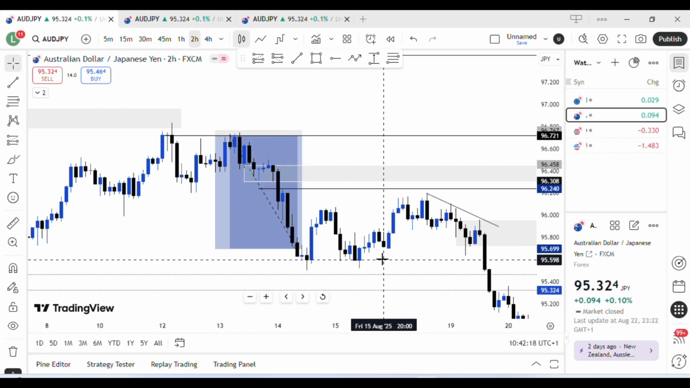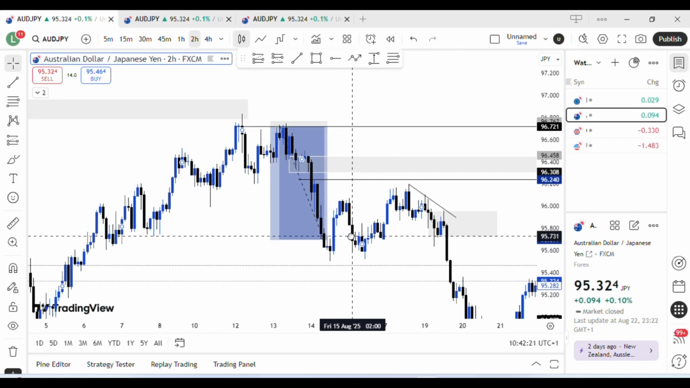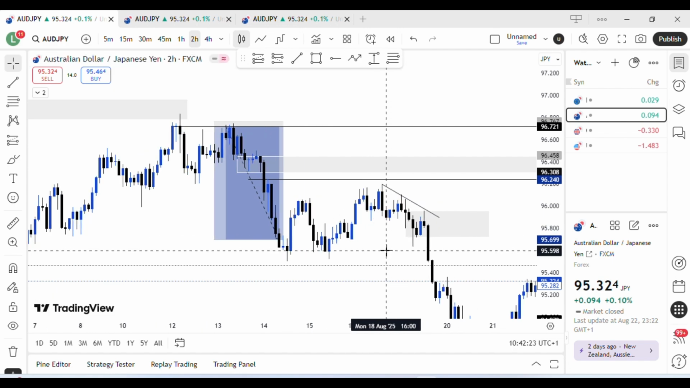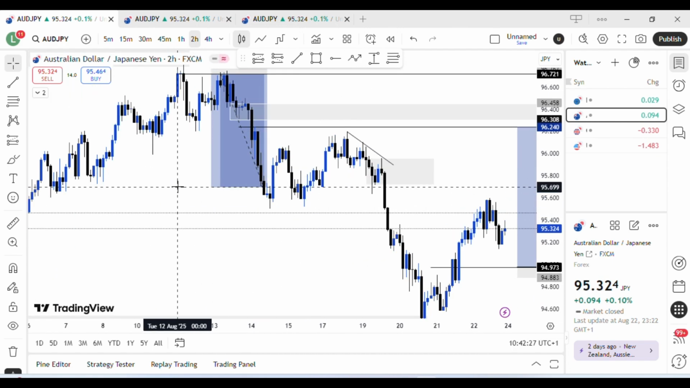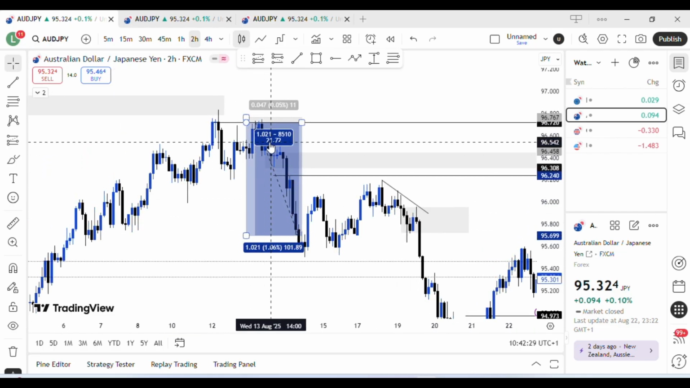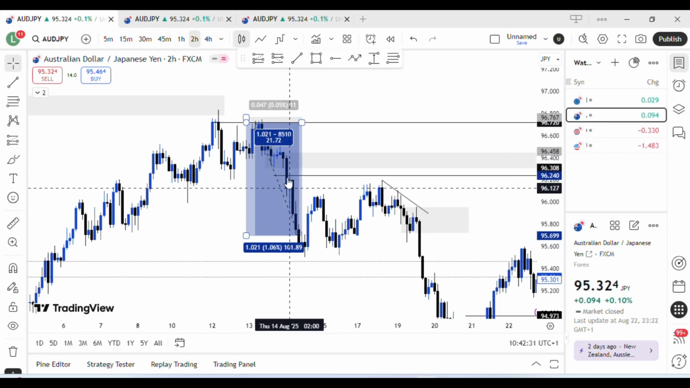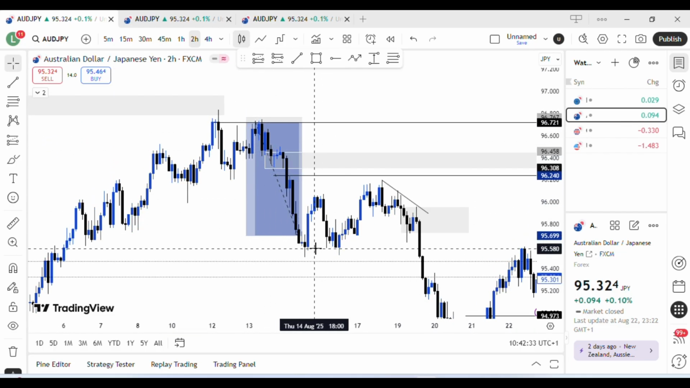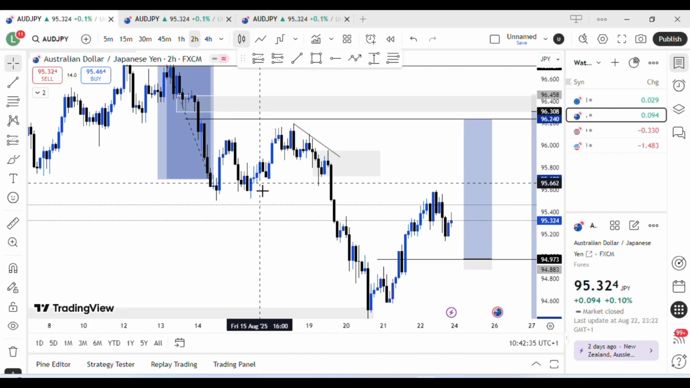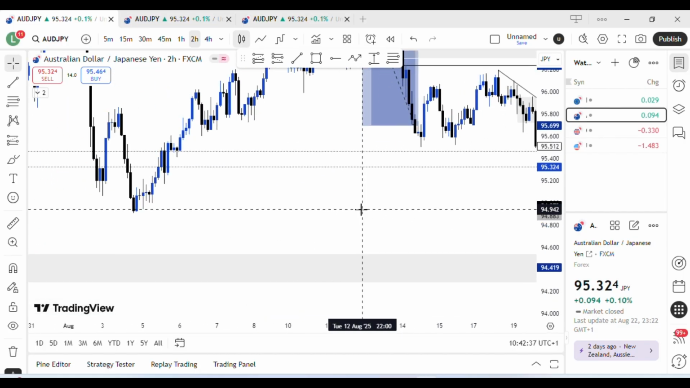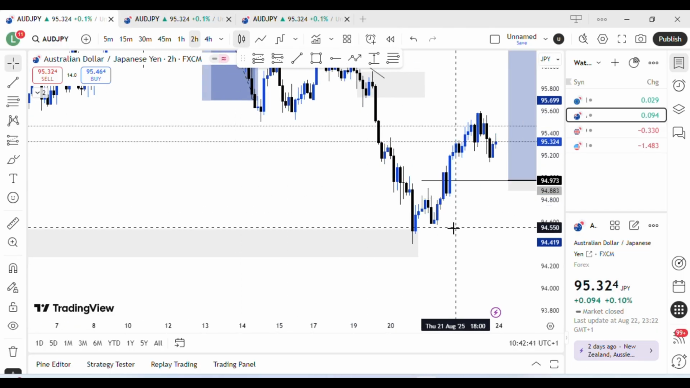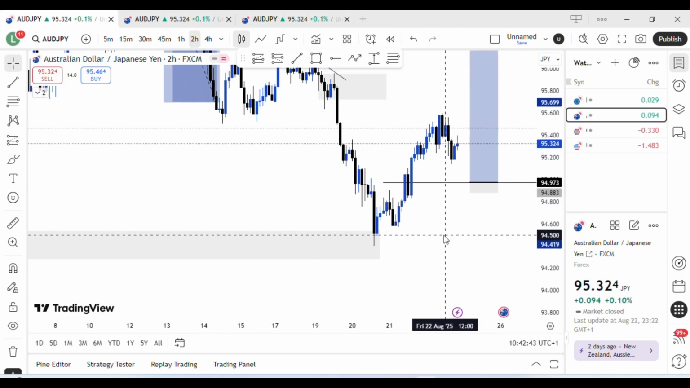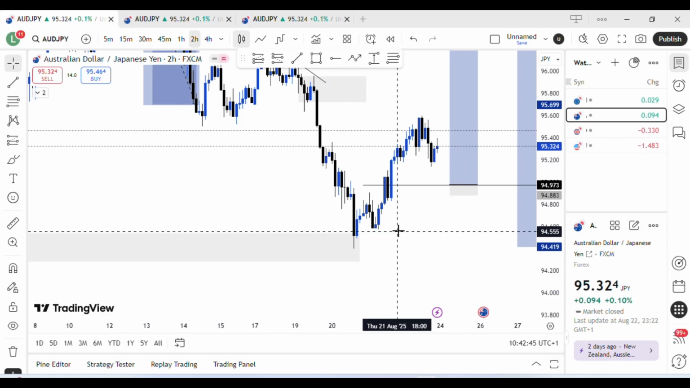I make some little changes from there. So I jumped in at this area. I sold the market from this area to this side. Now the market has got to our higher time frame order block.